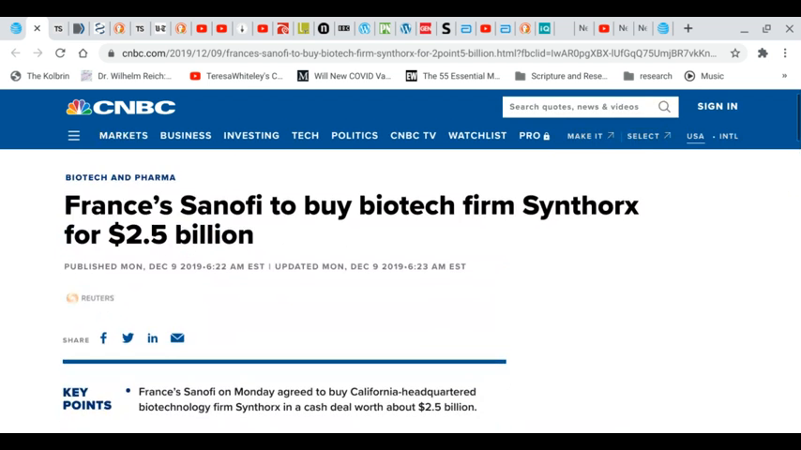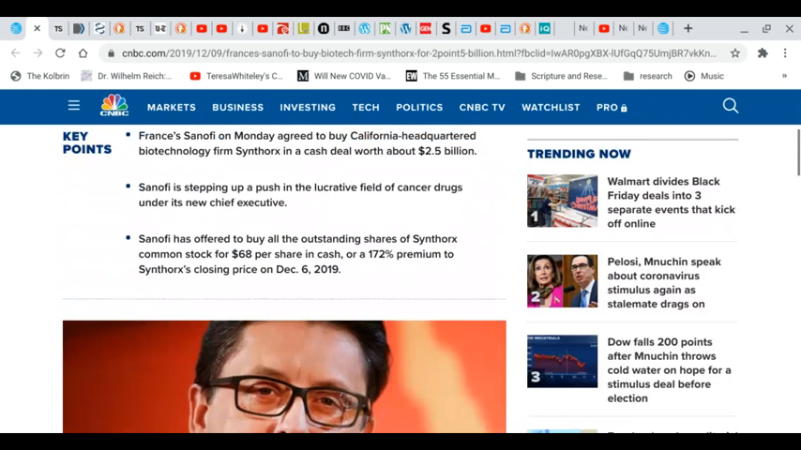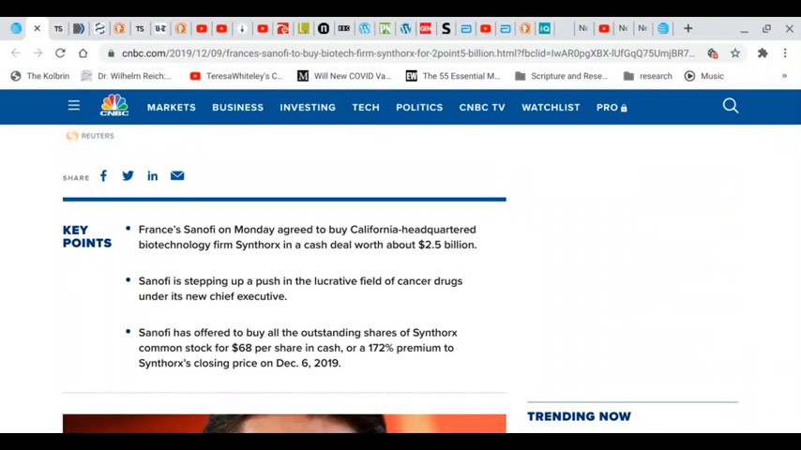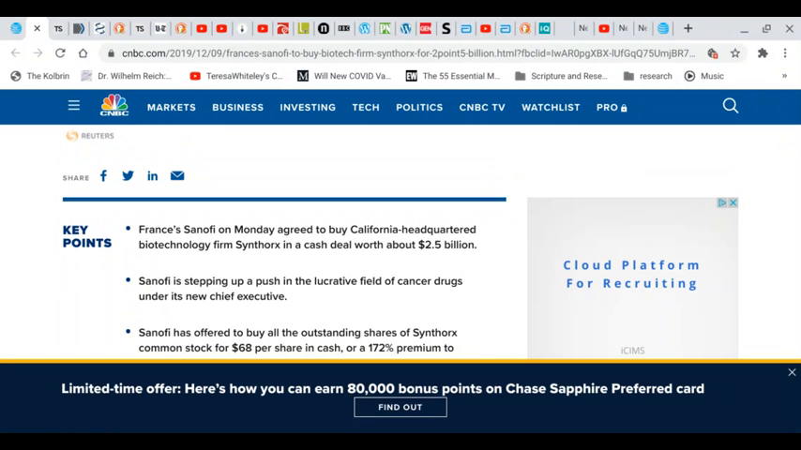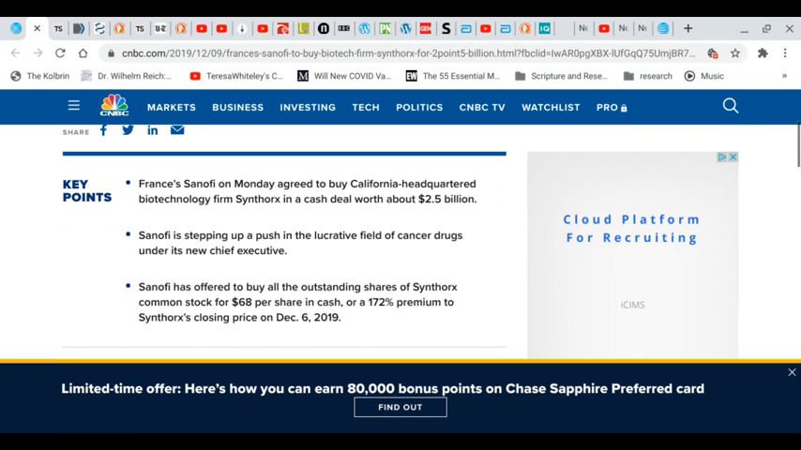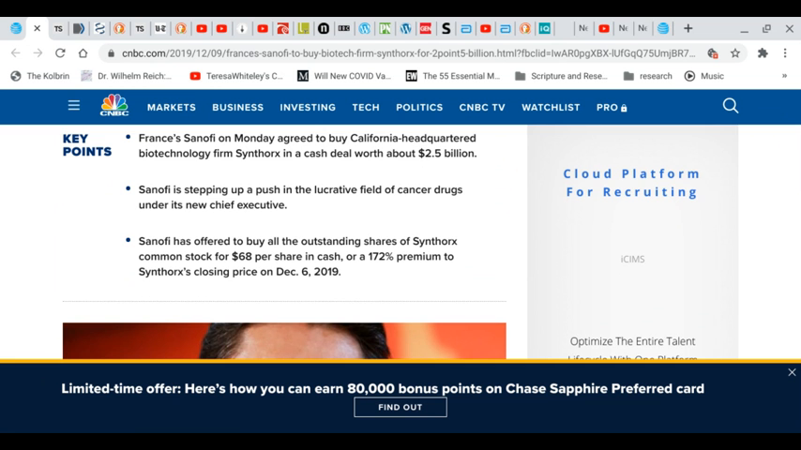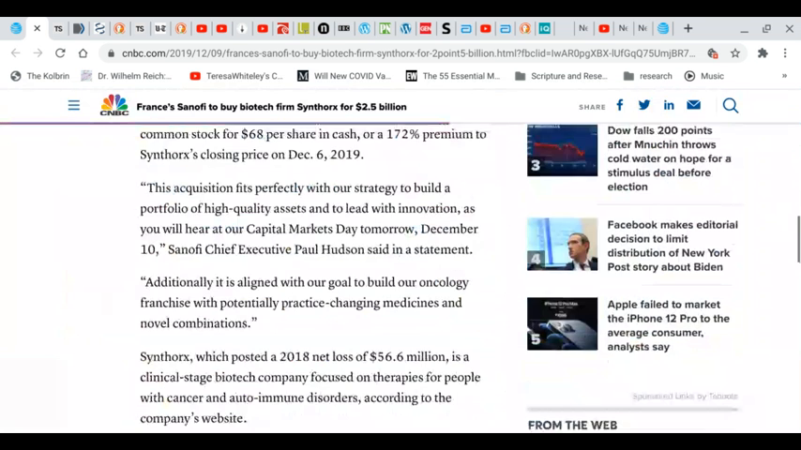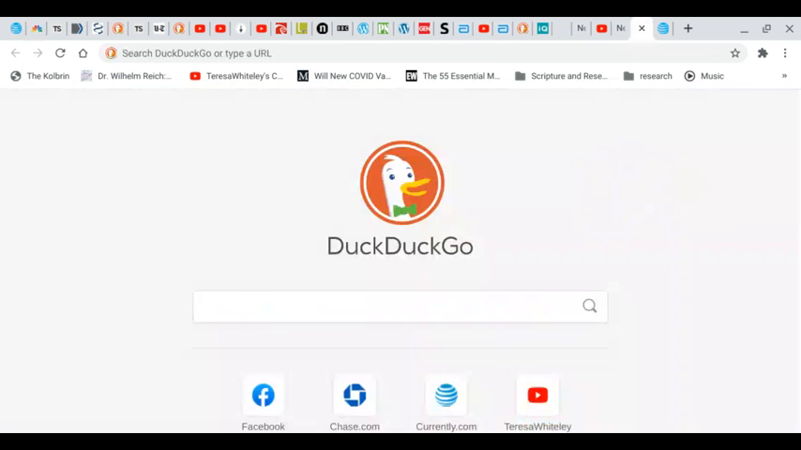Let's see, is there a date on this? Okay, I think this is it. French Sanofi on Monday agreed to buy California-headquartered biotechnology firm Synthorx in a cash deal worth $2.5 billion. Sanofi is stepping up a push in the lucrative field of cancer drugs under its new chief executive, and Sanofi offered to buy all the outstanding shares of Synthorx common stock for $68 per share in cash, a 172% premium to Synthorx's closing price on December 2019.